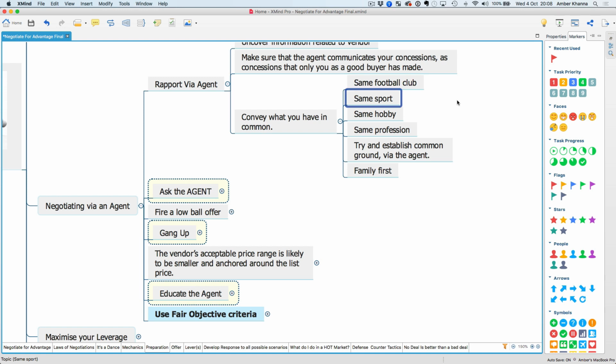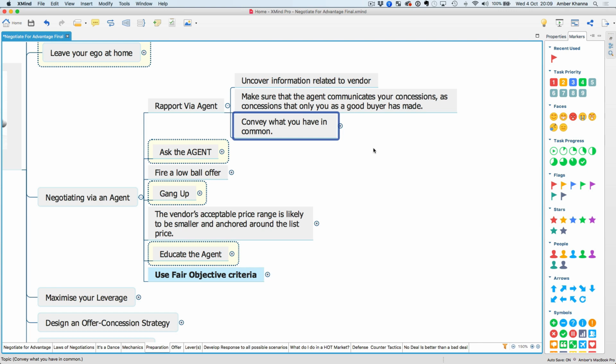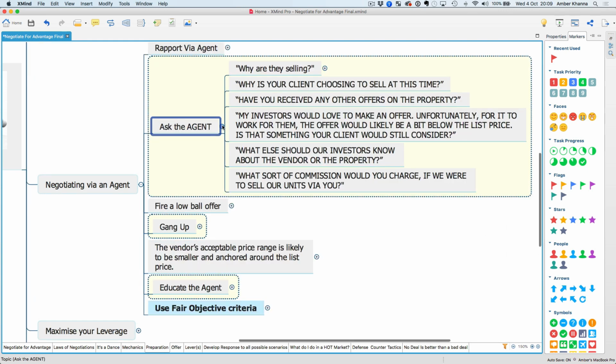Again, when you are negotiating via an agent specifically, you've got to have a rapport with the agent. Uncover information related to the vendor. Make sure that the agent communicates your concession as a concession. What concessions are, we'll discuss in a second.